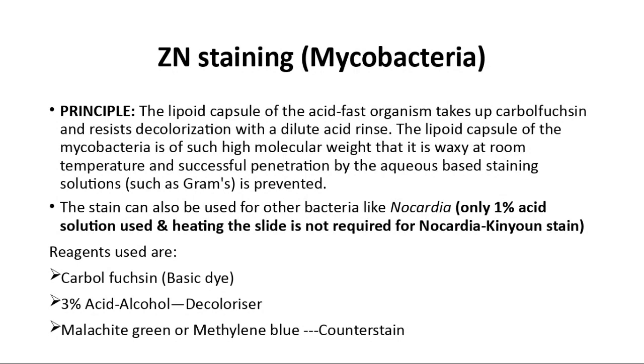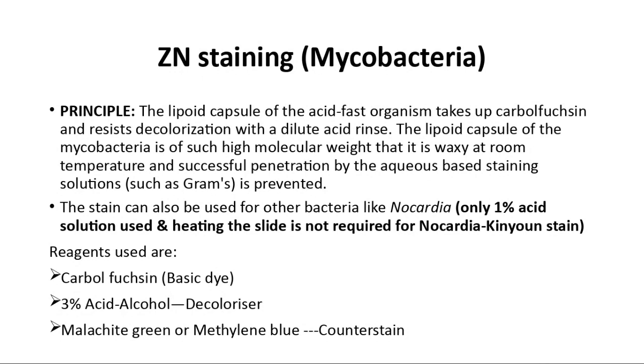For Nocardia, we also perform the Ziehl-Neelsen staining, and for Nocardia we use 1% acid instead of the 3% which is used for mycobacteria. So here we use two types of dye, carbol fuchsin and malachite green or methylene blue. In gram staining, gram positive appears purple and gram negative appears pink or red.